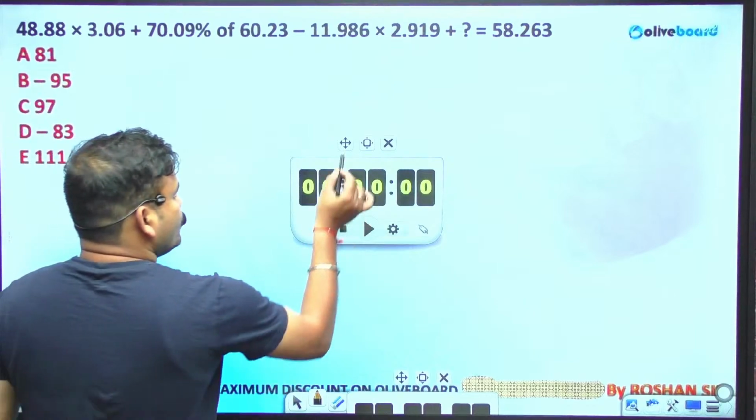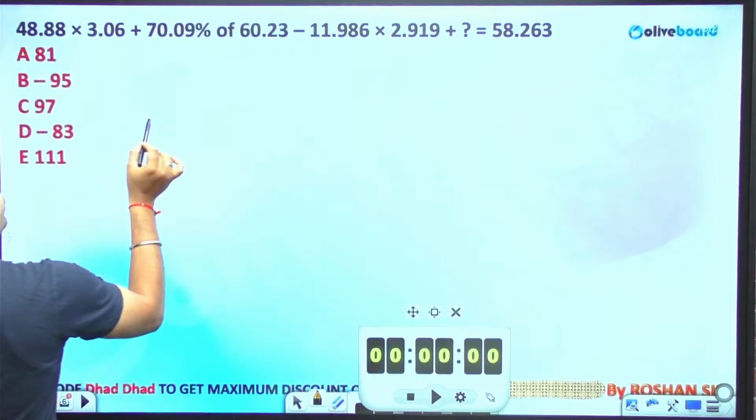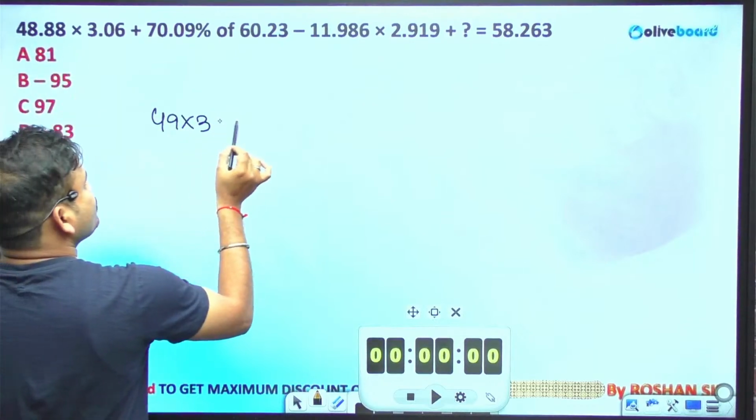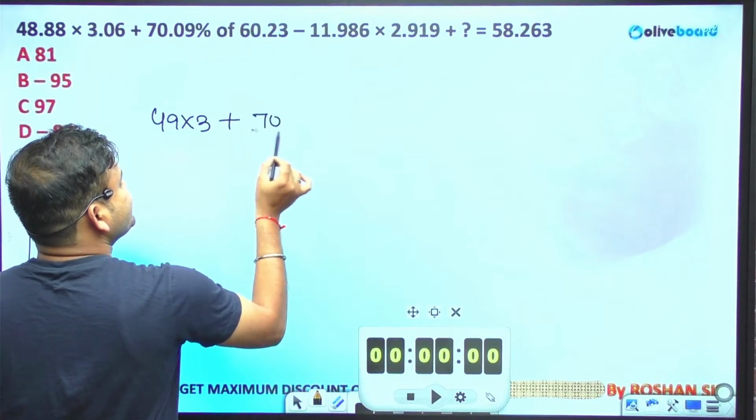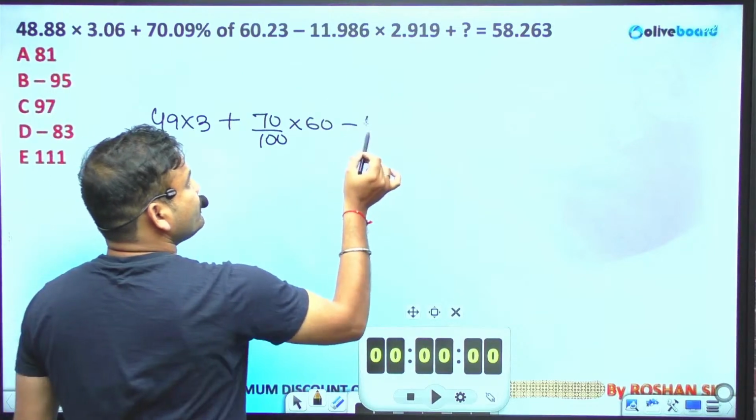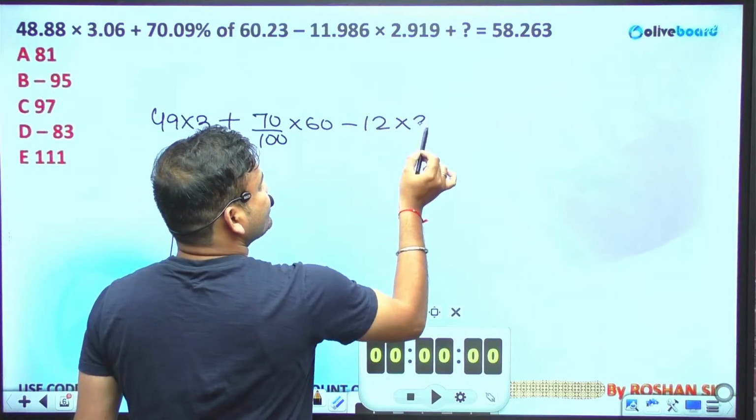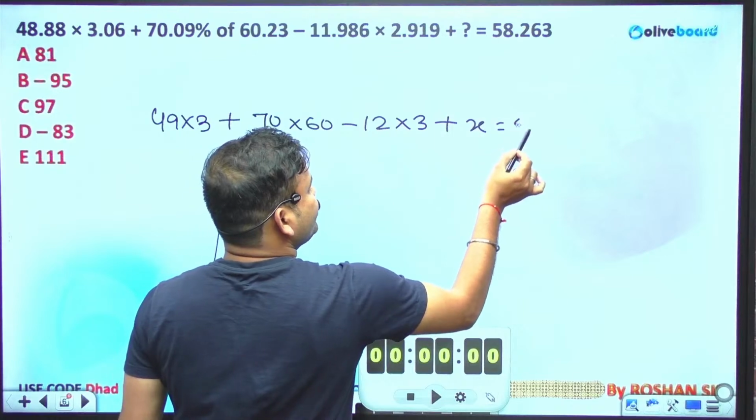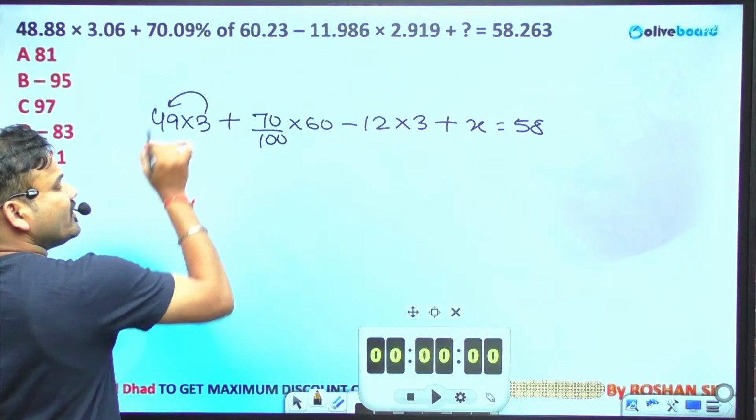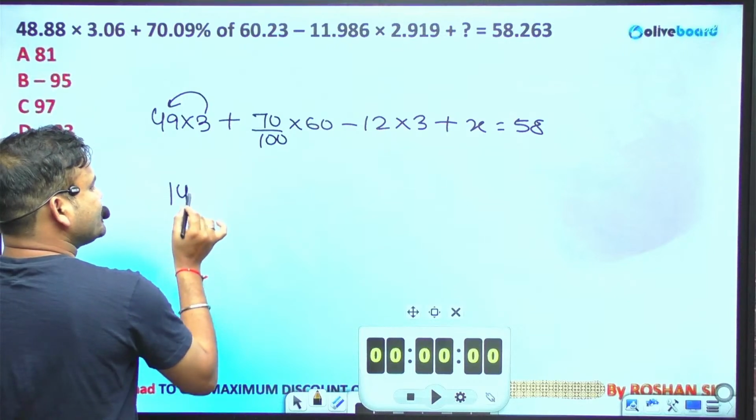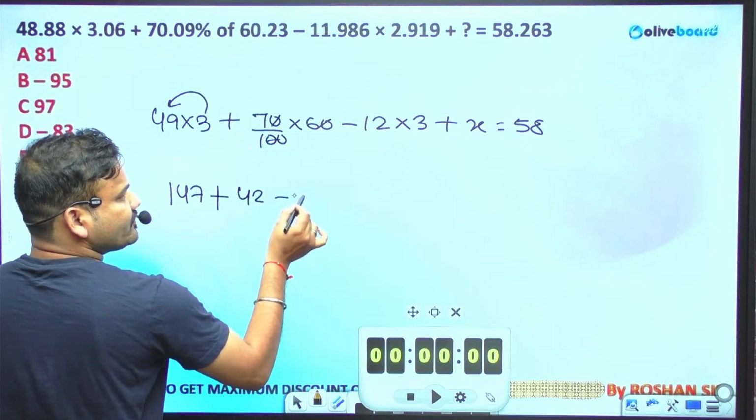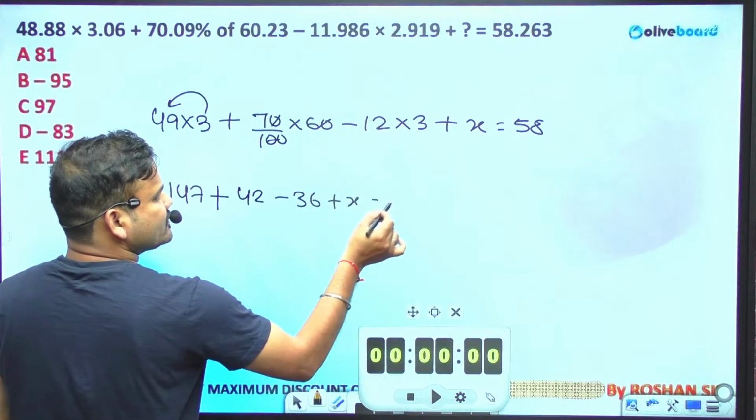Okay. So it can be written as 49. I'm writing this for you, but you have to do it orally. 49 times 3 plus 70% of 60 minus 12 times (3 plus x) equals 58. This is the expression we have to solve. 3 into 50 is 150, 150 minus 3 is 147. Plus, the percentage value is 42, minus 36 plus x equals 58.